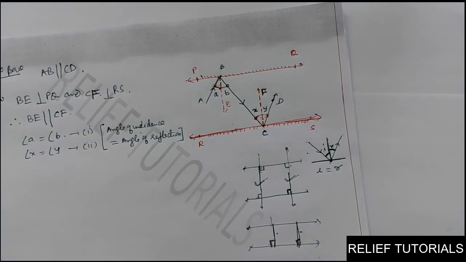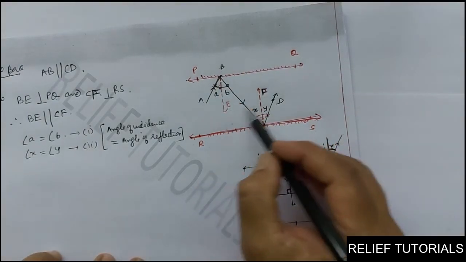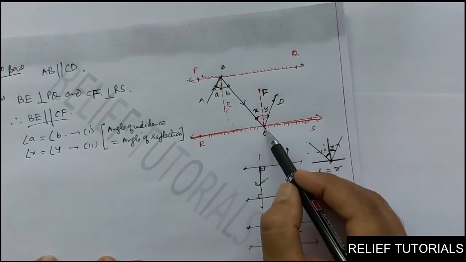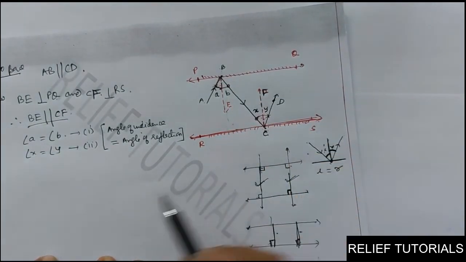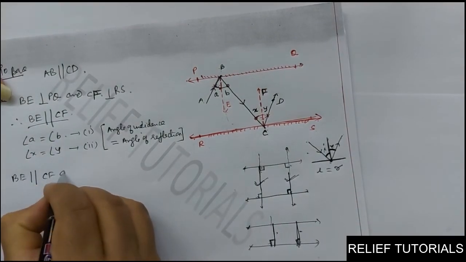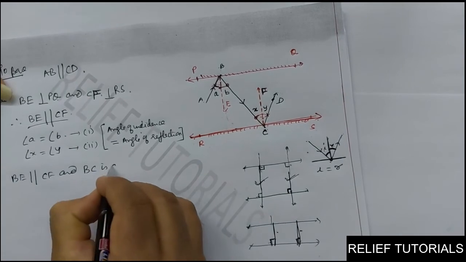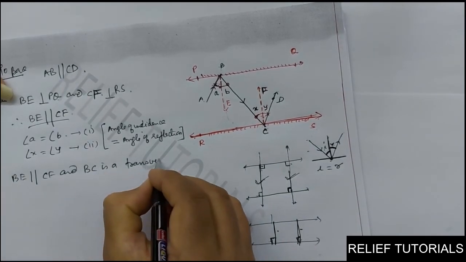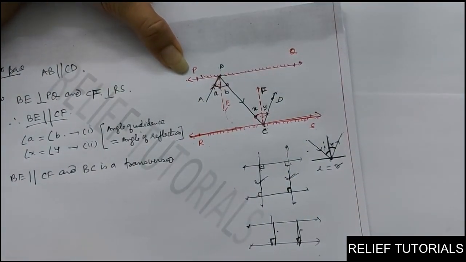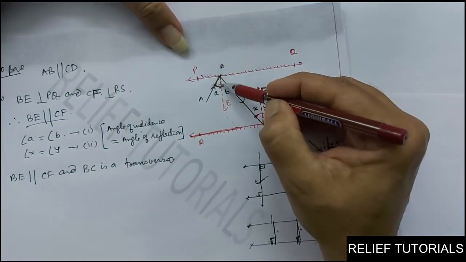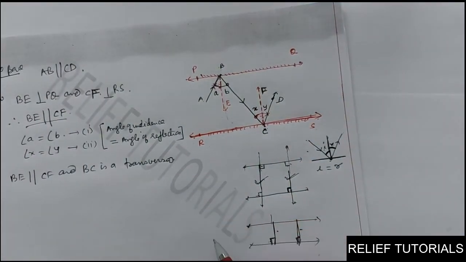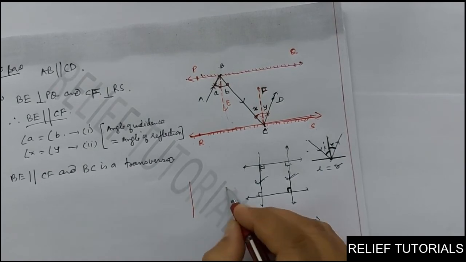Now, B is parallel to CF. We have seen, no, B is parallel to CF, and BC is a transversal. See here, friends, B is parallel to CF and BC is a transversal. Have you got it, friends? See, this B, the red color line, and this CF are parallel. If you want a diagram, I can draw it here. See here, this is B and this is CF.